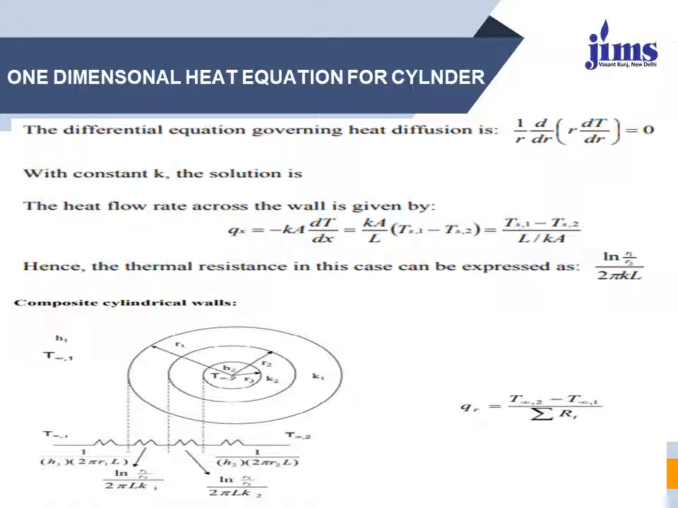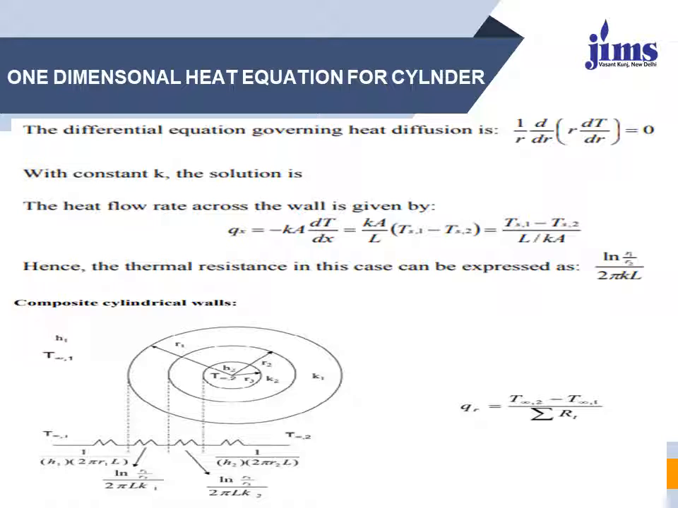After integrating and putting in the values of the boundary conditions, the final answer is Q = (Ts1 - Ts2) / (L/KA). This is the heat transfer rate for a plane wall. But in the cylindrical case, the heat transfer rate is expressed as (T1 - T2) divided by log(R1/R2) over 2 pi KL, where R1 and R2 are the radii of the cylinder.